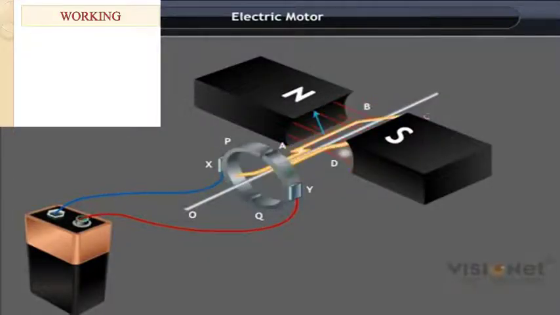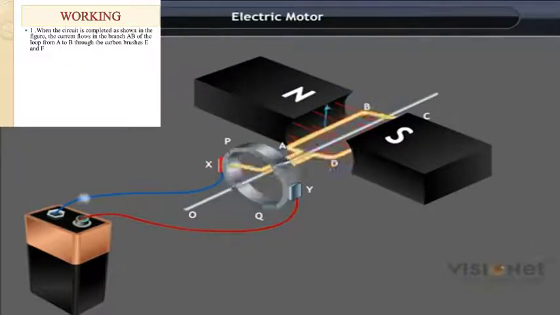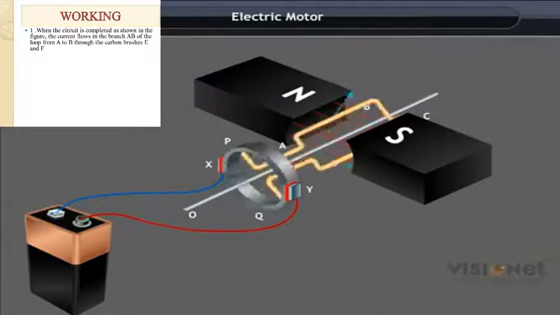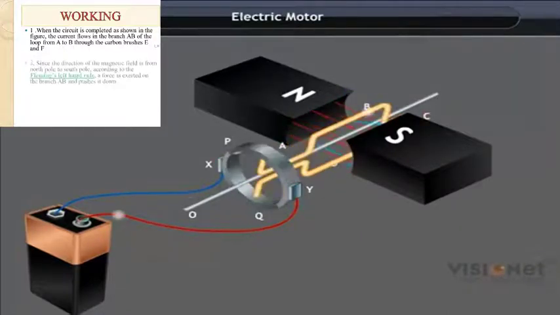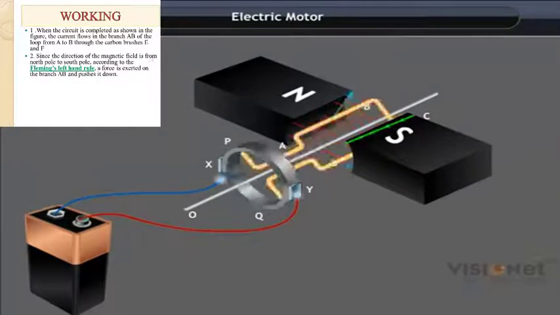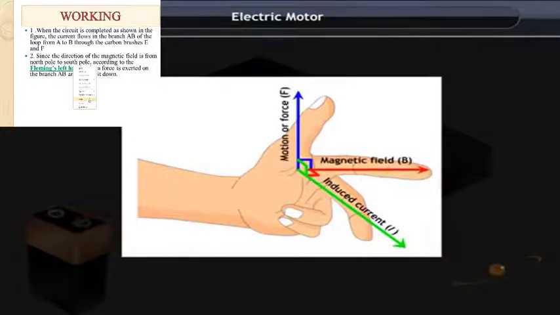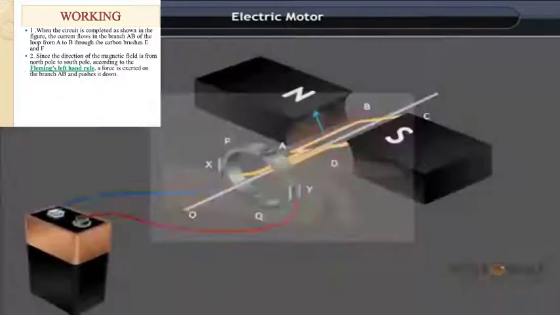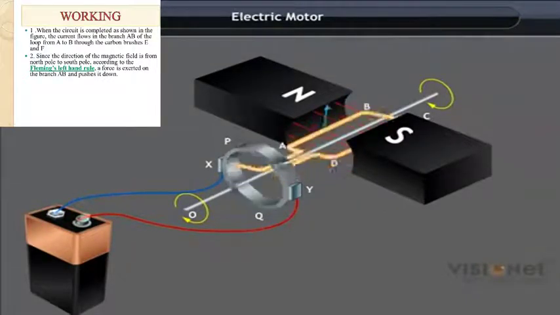Now let's see the working of electric motor. As we see in the diagram, when all the components are connected to the electric battery, what happens? The current flows from branch AB of the loop from A to B through the carbon brushes E and F. Then the direction of magnetic field is from north pole to south pole. So we apply Fleming's left hand rule, and all of you know that in Fleming's left hand rule, the force acting on current, M the direction of magnetic field, and C the direction of current, these three things are perpendicular to each other.